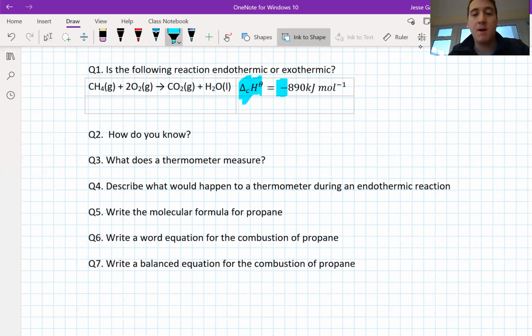Describe what would happen to a thermometer during an endothermic reaction. From the previous explanation, you should know that during an endothermic reaction, the temperature shown on the thermometer will decrease.